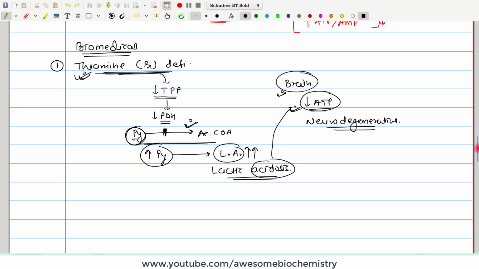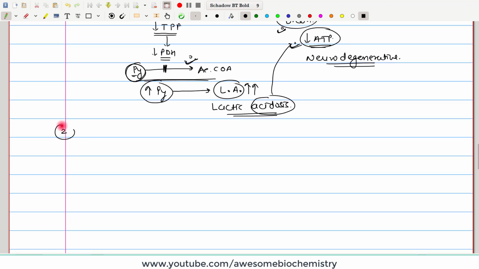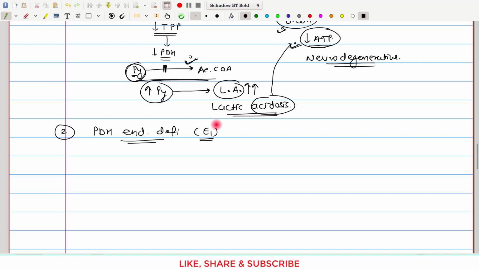The second clinical significance is that rarely the PDH enzyme is deficient, especially its E1 part. There is a mutation in the gene which encodes some part of this enzyme E1, that is pyruvate decarboxylase, right? So what will happen in this pyruvate dehydrogenase enzyme deficiency? The same thing: lactic acidosis, and it will lead to neurodegeneration. The same effect you will see, and this is one of the causes of congenital lactic acidosis.